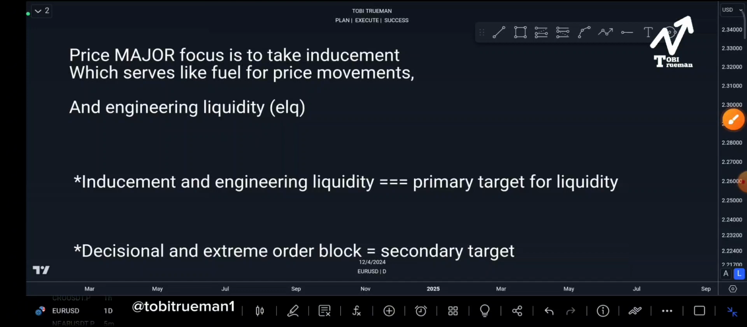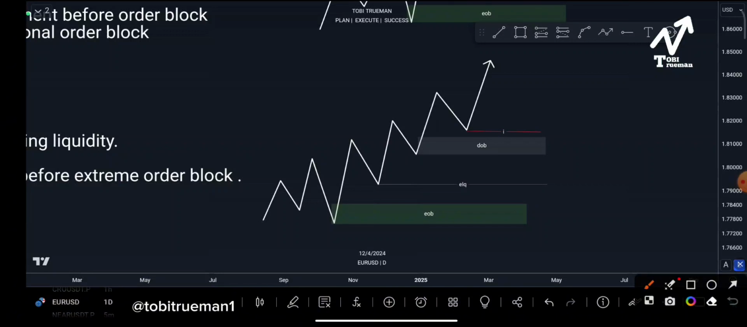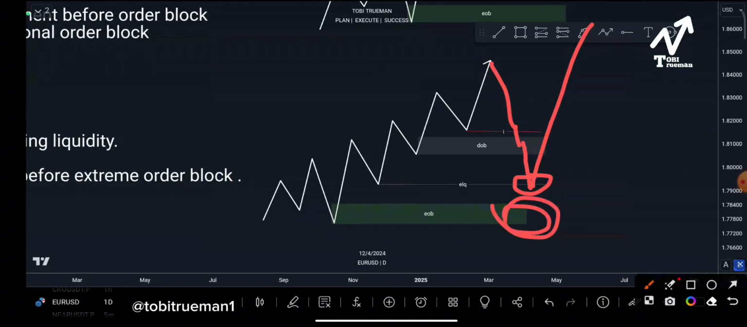As smart money concept traders, we just have to wait and observe what will happen after price has taken out inducement. Sometimes price will come, take out inducement, and then continue to move upward without touching the additional order block. Price will not go there. Sometimes also, price will come, take out inducement, touch the additional order block, then continue downward, take out the engineering liquidity, and continue to move upward again without touching our extreme order block.